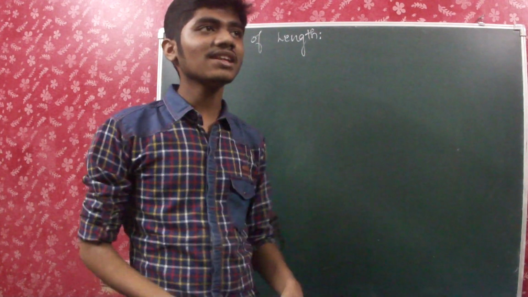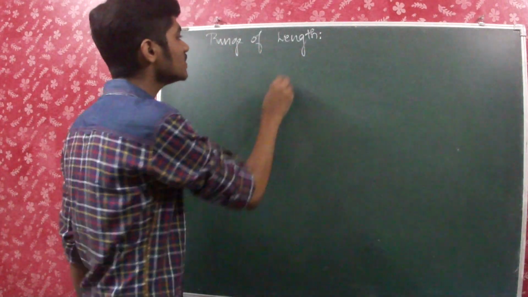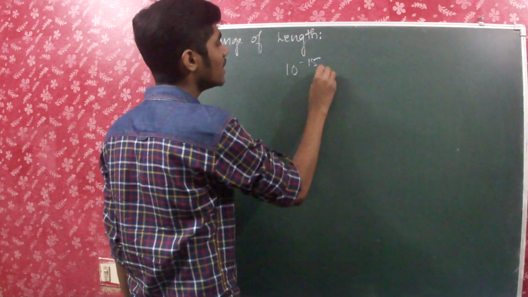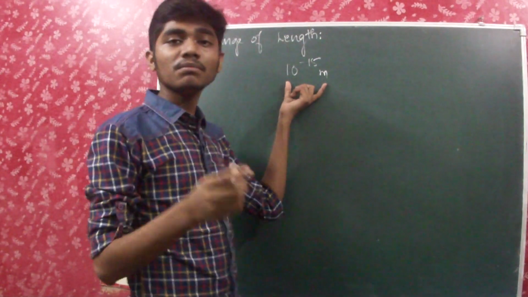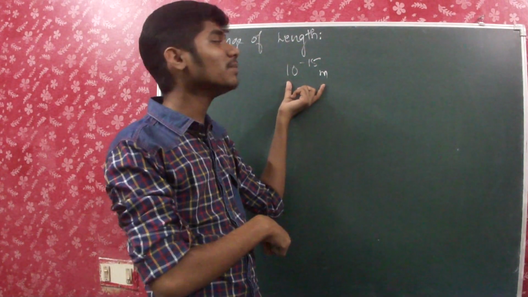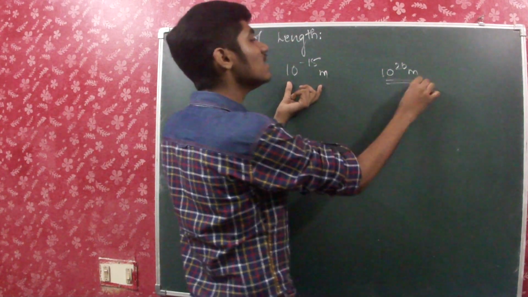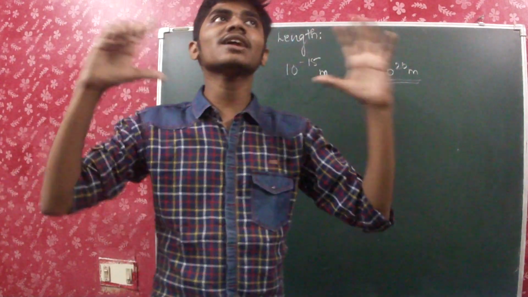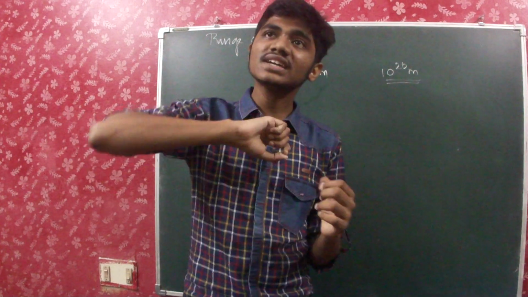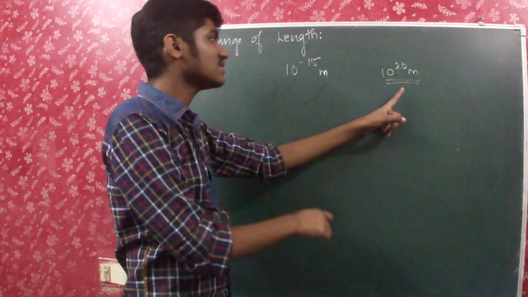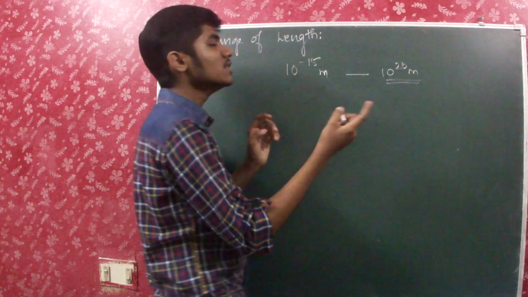So range of length is nothing but what is the minimum, the most minimum and the most maximum length. So the most minimum length is nothing but the size of proton, which is just 10 power minus 15 meter. So the lowest length is 10 power minus 15 meter. What about the largest length, that is 10 power 26 meter? That is the extent of the universe that can be known or that can be observed. So the extent of the most observable universe is 10 power 26 and 10 power minus 15. So the difference between these two comes as the range of lengths.